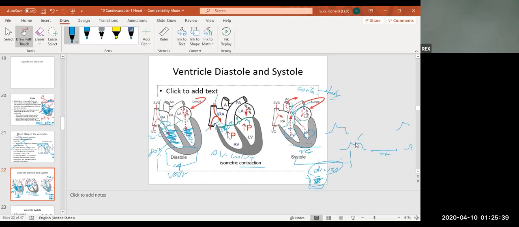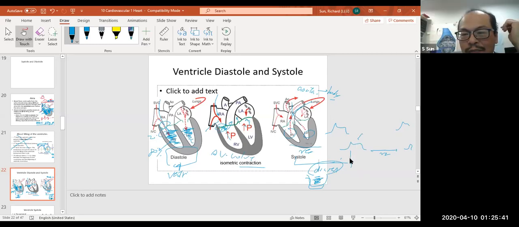And then it contracts. This contraction has two periods. The first period is called isometric contraction because when it contracts, it first closes all the valves. And then it builds that pressure to push the blood into the aorta.